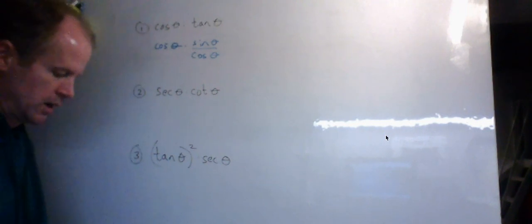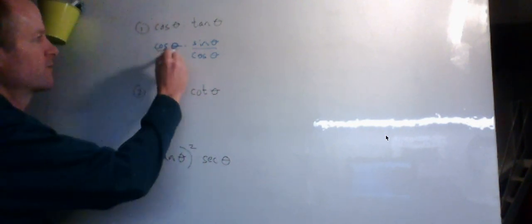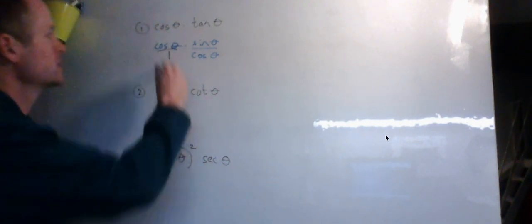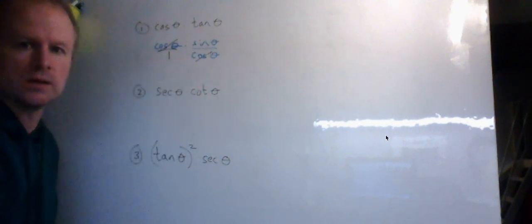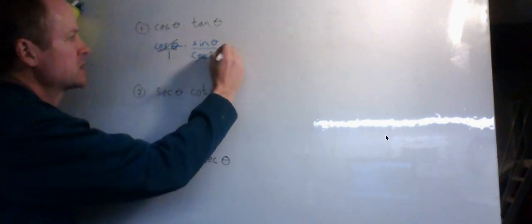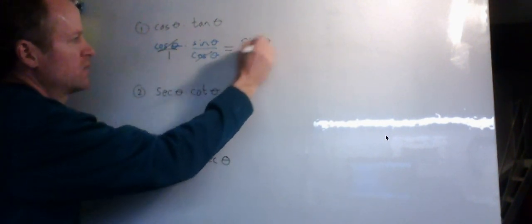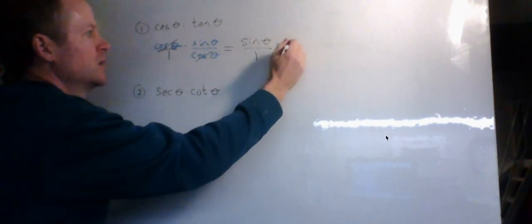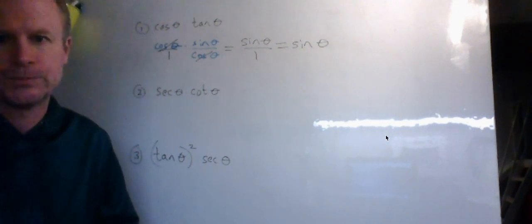All right, so then remember, when I see cosine, that's a fraction. And so then I can see that, oh, cosines are going to cancel, and I'm left with sine of theta in the top. So sine of theta over 1, and then sine of theta over 1 is the same as sine of theta. So that's how you simplify the first one.